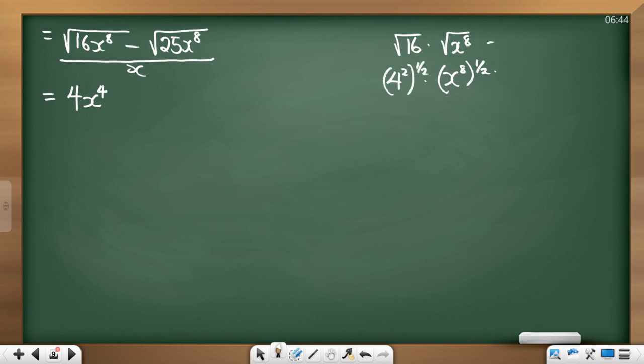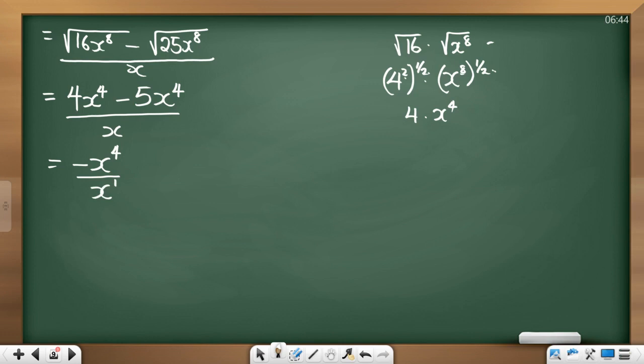Remember, we can split. We split it. And this 2 times half would give me 4. 8 times half would give me x to the power 4. That's what we did. In the same way, this would give me 5x to the power 4. Oh, like terms, that will give me negative x to the power 4 over x to the power 1. When we're dividing with the same base, we subtract the exponent. 4 minus 1, minus x to the power 3. All right, I'm done. There are so many other ways that you could use. As long as your maths principle is correct, please go ahead. But learn how to rationalize.